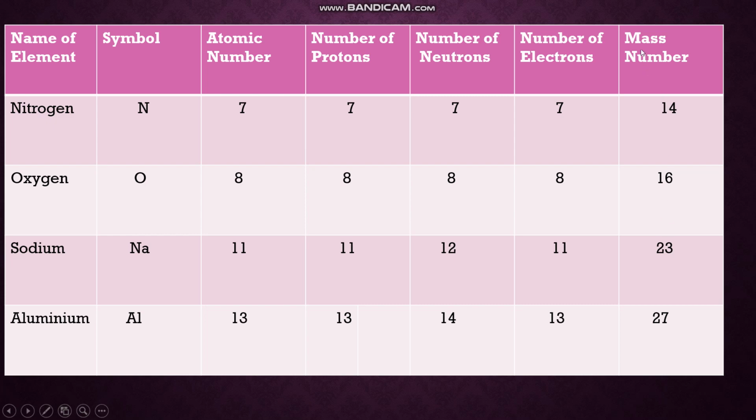Sometimes the mass number will be given and the number of electrons will be given, and you have to fill the other columns. How to find out? You know number of electrons, atomic number and proton number are the same. So you can fill the same 8, 8 here. And how to find out the number of neutrons? Mass number minus atomic number. So you are getting 8. So you can expect these types of questions. Any two columns will be given, and the other columns you have to fill.